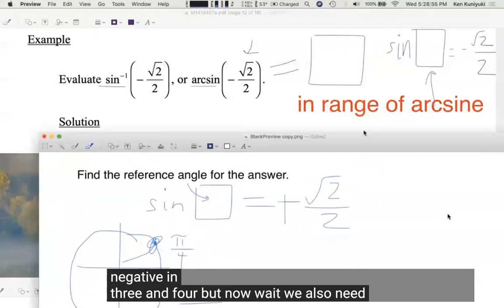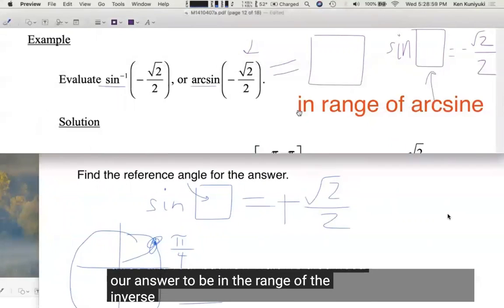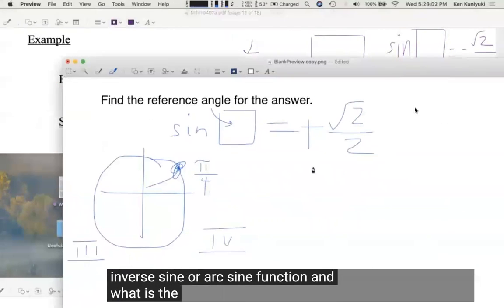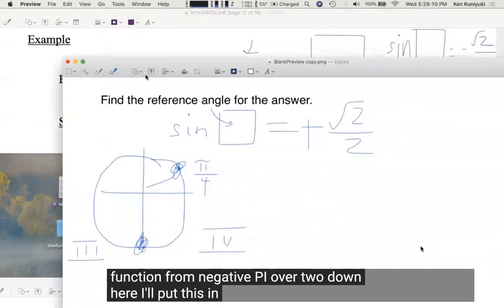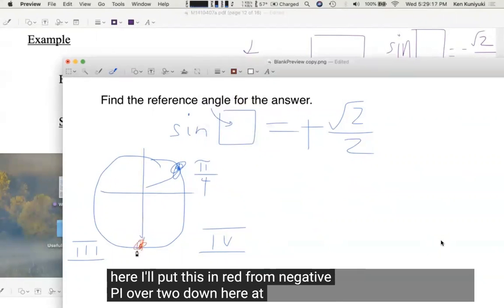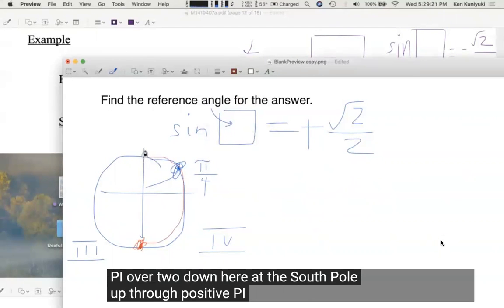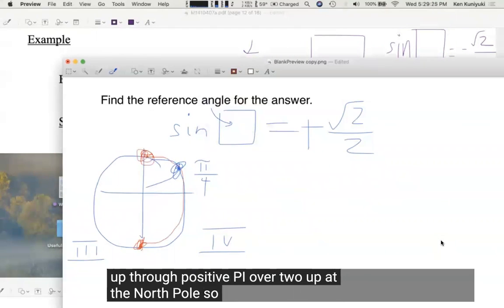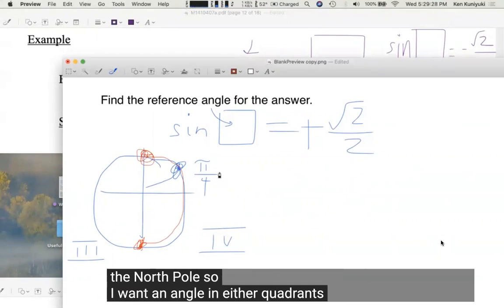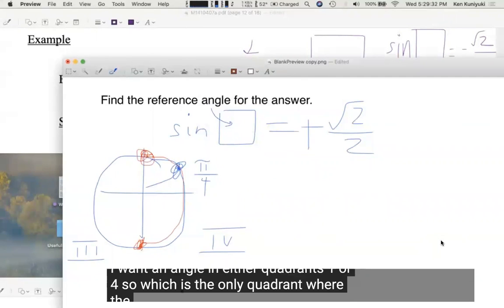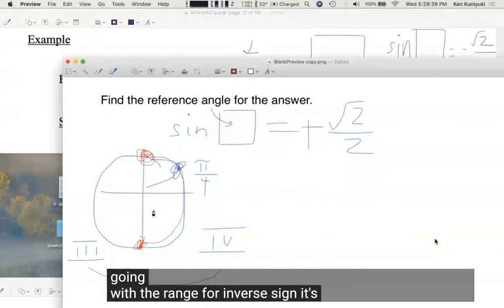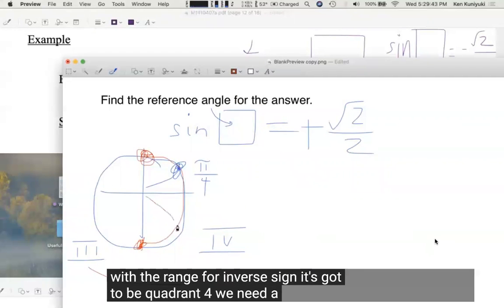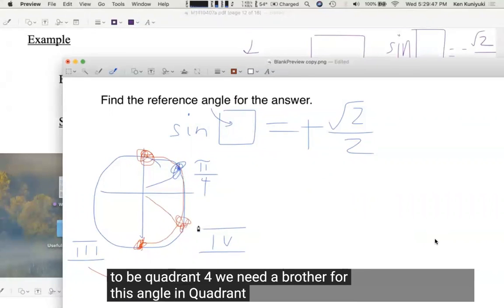But now wait, we also need our answer to be in the range of the inverse sine or arcsine function. And what is the range for the inverse sine function? From -π/2 down here, I'll put this in red, from -π/2 down here at the South Pole, up through +π/2 up at the North Pole. So I want an angle in either quadrants 1 or 4. Which is the only quadrant where the sine value is negative and it's going to help us with the range for inverse sine? It's got to be quadrant 4. We need a brother for this angle in quadrant 4.